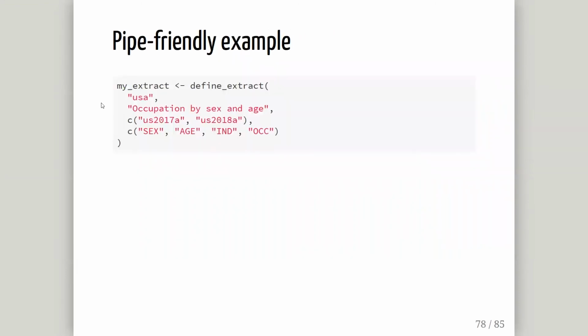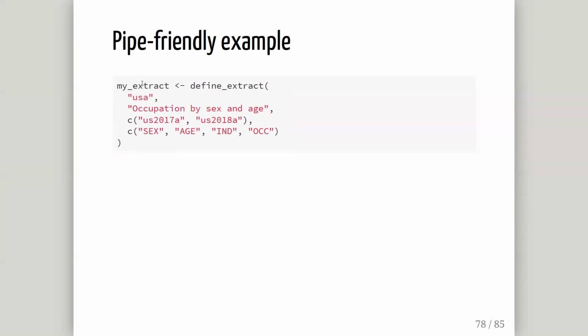Okay, so let's get to some example code. This is what using the extract API is going to look like, at least right now. First, we define an extract by using the define extract function. That's going to be part of the package. We specify the data collection, USA, the description of the extract, occupation by sex and age. Here we're asking for the 2017 and 2018 ACS, that's the samples here. And then the last line, we're requesting the variables sex, age, industry, and occupation.